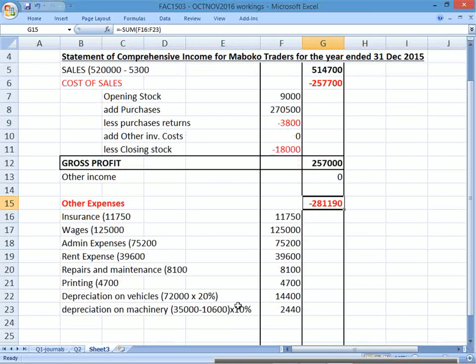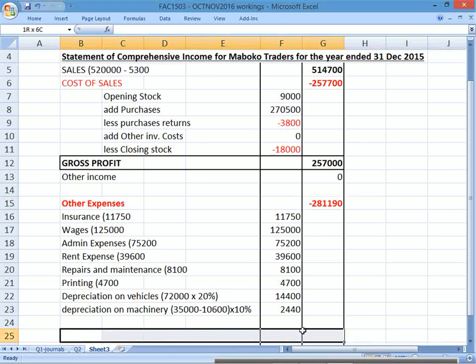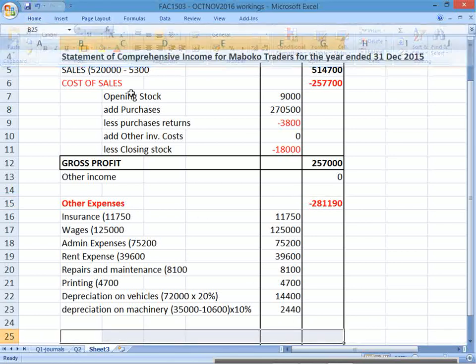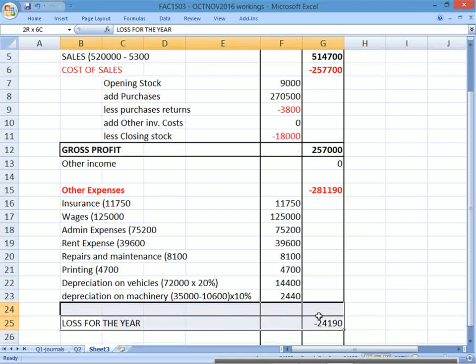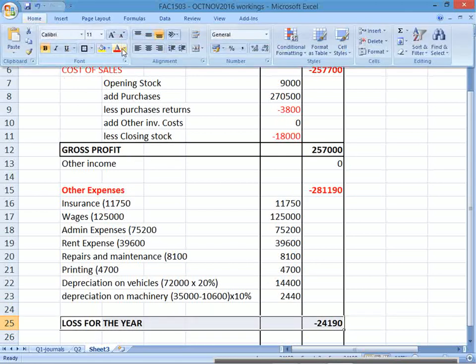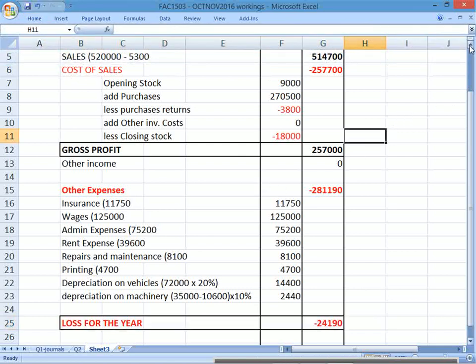Right, and then the last line is going to be what? Your profit for the year or your loss for the year. Okay, looking at this, we can see there's going to be a loss here, right? Your income or gross profit is less than your other expenses. So, loss for the year, and the loss is going to be my gross profit minus my other expenses gives me a loss of 24,190. There's the loss for the year.